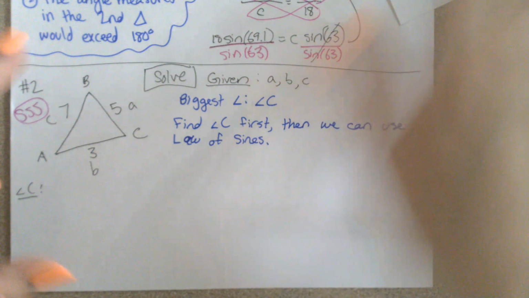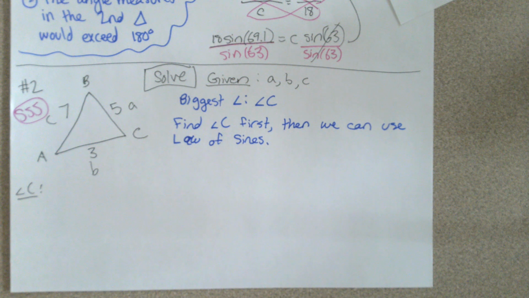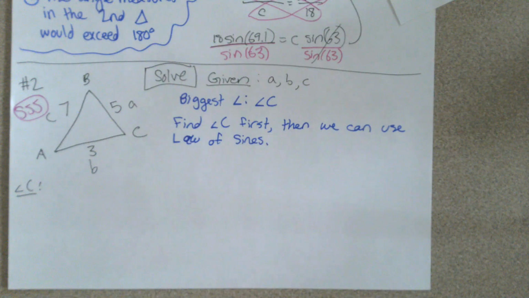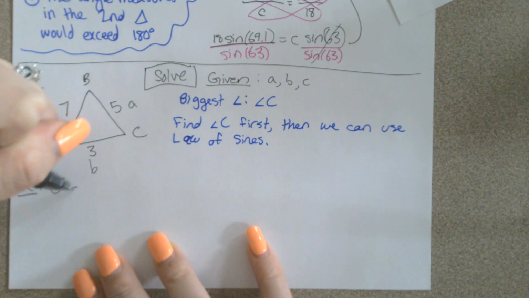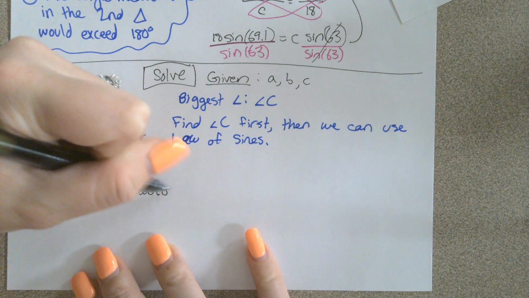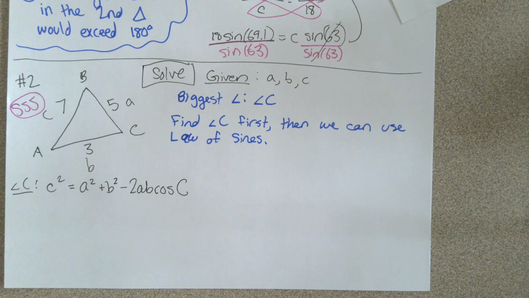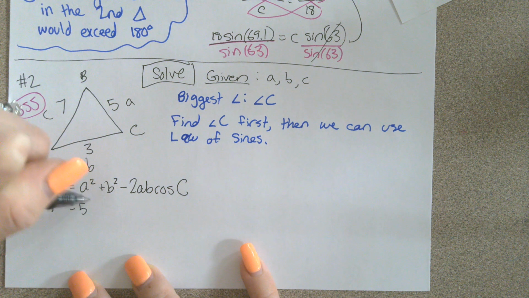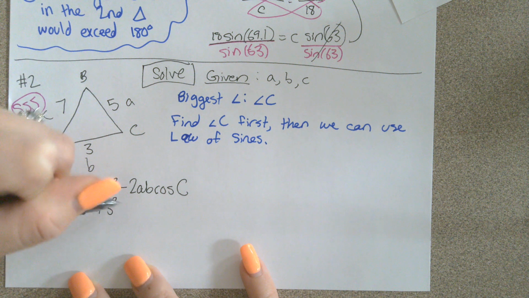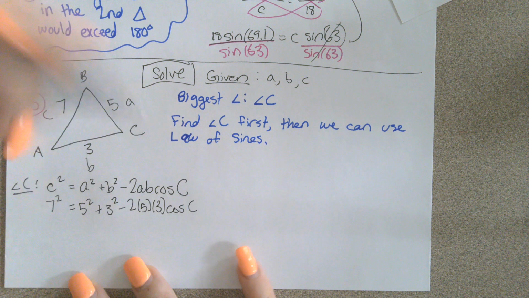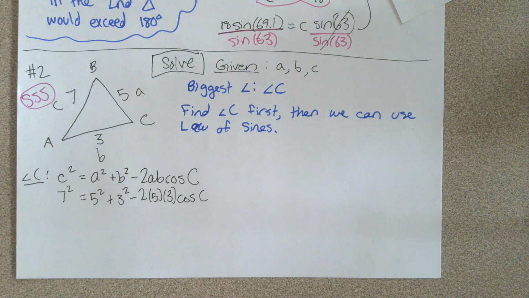So we have to use law of cosines again because we don't have enough info to use law of sines. Since we want angle C, we're going to use this formula here. I'm going to write that out first. C squared equals A squared plus B squared minus 2AB cosine of C. I recommend looking at that as you write it so that you don't make any mistakes. Filling in our numbers, we have 7 squared equals 5 squared plus 3 squared minus 2 times 5 times 3 cosine of C.